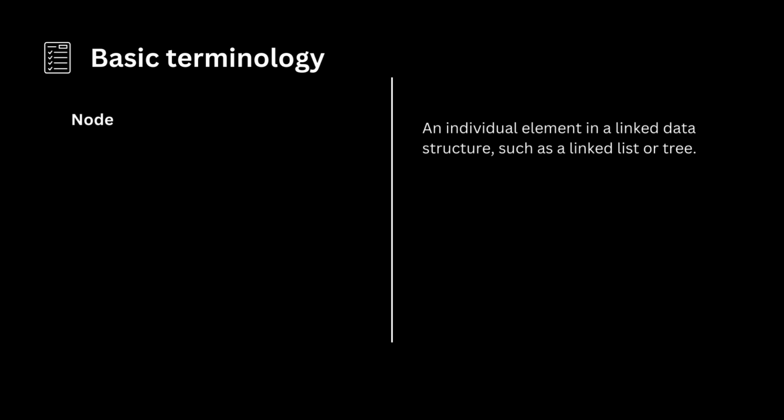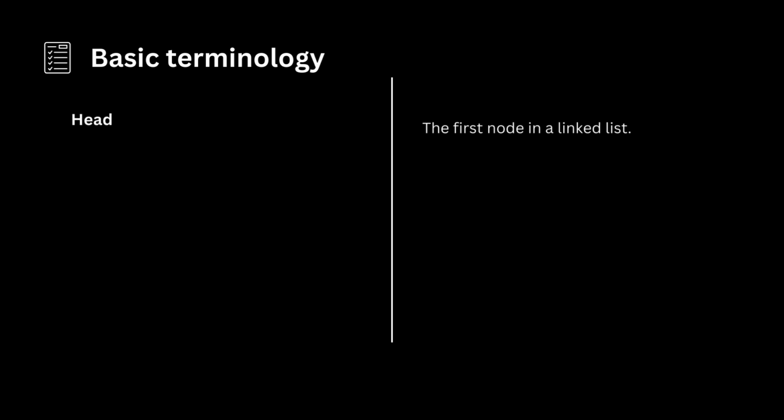Node, an individual element in a linked data structure, such as linked list or a tree. Head, the first node in a linked list. Tail, the last node in a linked list. Root, the topmost node in a tree data structure. Parent, a node in a tree that has one or more child nodes. Child, a node in a tree that has a parent node.